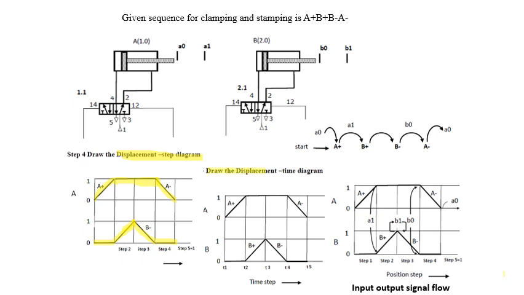After that we need to draw a displacement step time diagram. This is with respect to the time interval. We can identify how much time cylinder A takes to move forward, and how much time cylinder B should hold at the same condition.